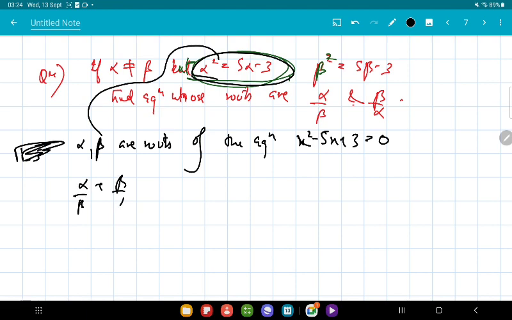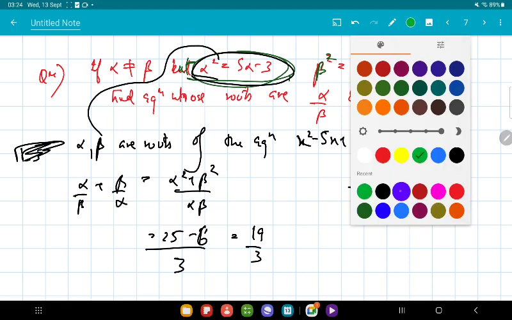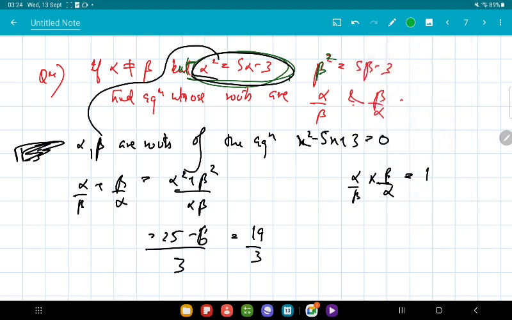Alpha by beta, beta by alpha: alpha square plus beta square by alpha beta, 25 minus 6 by 3, 19 by 3. And alpha by beta into beta by alpha, product of roots 1. So our equation will become kind of 3x square minus 19x plus 3 is 0. This is how we will form our equations.